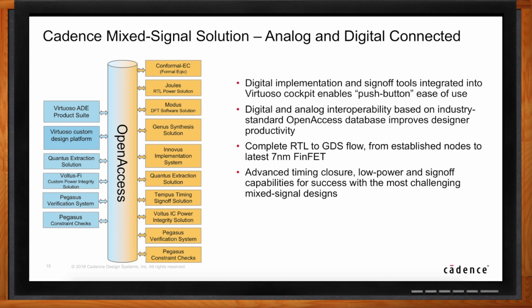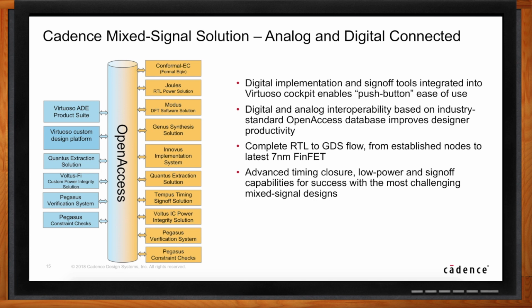It's also very important to have full RTL-to-GDS. Nobody is just doing place and route anymore. Right. You need the synthesis, you need the analysis, you need the sign-off. All those good things should work in a homogeneous flow based on OpenAccess. And also, you need full production quality digital tools. Mixed signal designs today simply cannot be done with legacy tools.